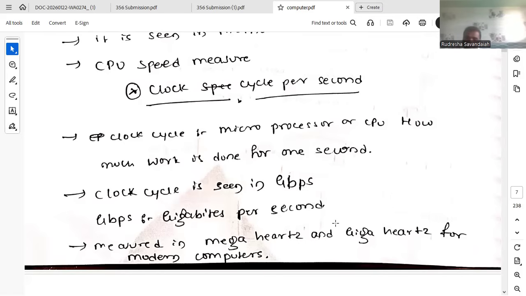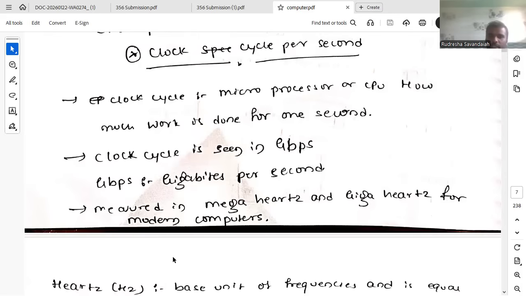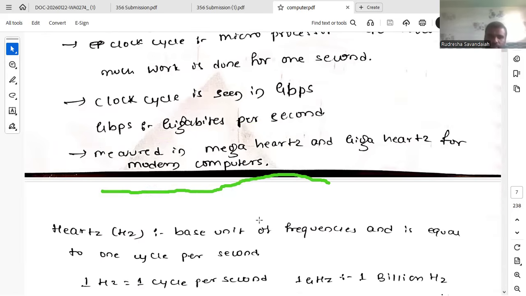Clock cycle is seen in GHz. What is the meaning of GHz? Gigahertz, giga cycles per second. That is measured in megahertz and gigahertz for modern computers.